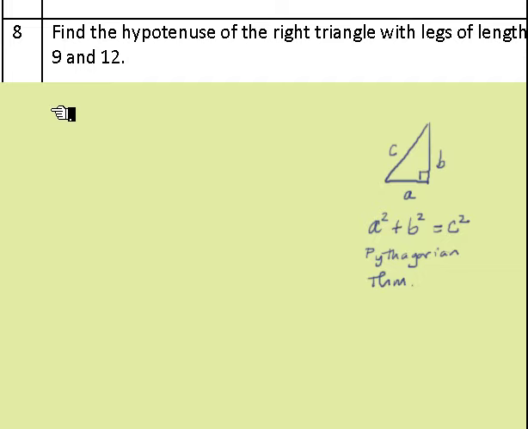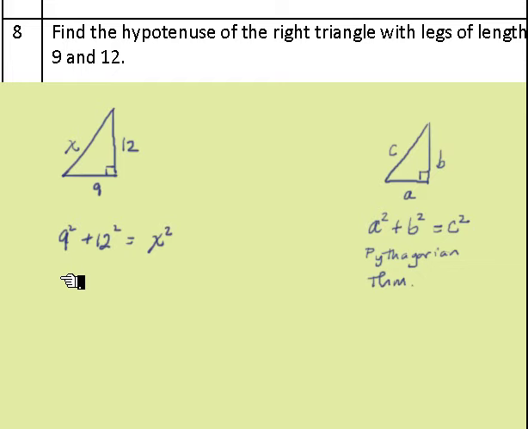All right, so in number 8, we're asked to find the hypotenuse of the right triangle with legs 9 and 12. So we have a right triangle. Legs 9 and 12, and we have to find the third side, the hypotenuse. So we're going to use this Pythagorean theorem. We're going to write down A and B are 9 and 12. So we'll write 9 squared plus 12 squared is equal to the hypotenuse squared. We're calling that x squared.